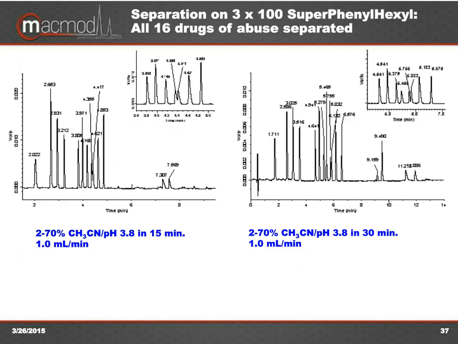This is a slide showing 15-minute and 30-minute gradients, left and right side of the slide. Separations carried out on a 3 by 100 size, 2.5 micron for the 16 drugs of abuse on a superphenylhexyl UltraCore, and you have nicely all of the components separated, although there's one peak pair that's partially resolved, as shown in the 2 blown up regions of the chromatograms.